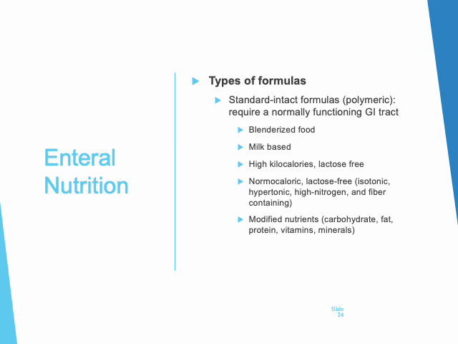Standard formulas or polymeric formulas are composed of intact nutrients that require a functioning GI tract to be able to digest and absorb the nutrients. Standard formulas can be characterized into blenderized food products, milk-based products, high-calorie lactose-free products, and also normal-calorie lactose-free products. Fiber-containing products are low osmolality and are used for patients with abnormal bowel regulation. And these types of formulas will contain fiber from natural food sources or even soy polysaccharides.